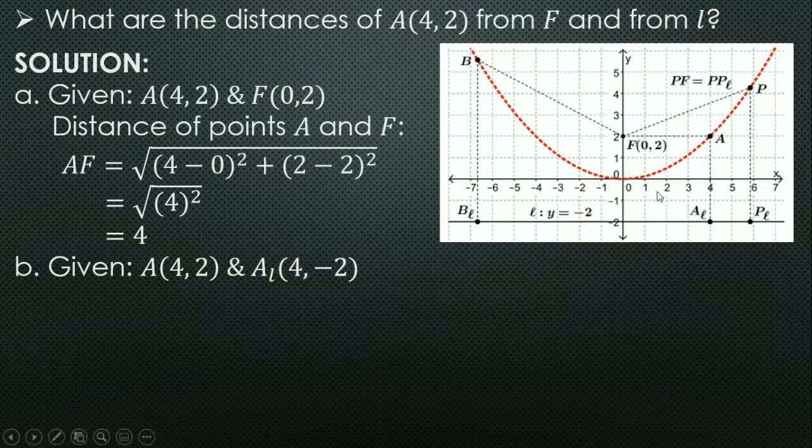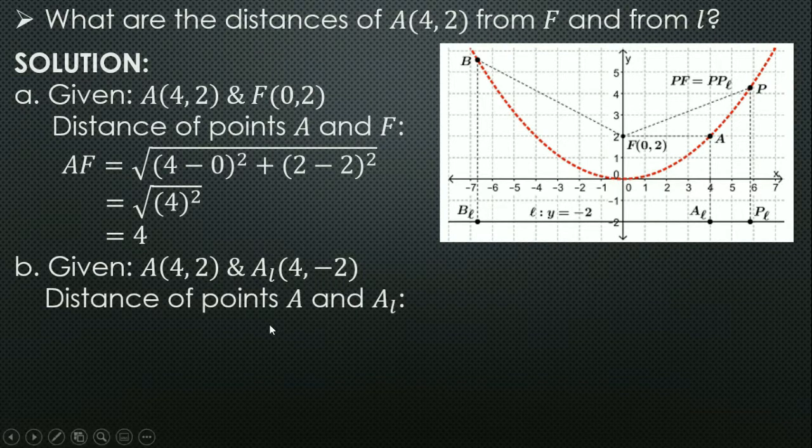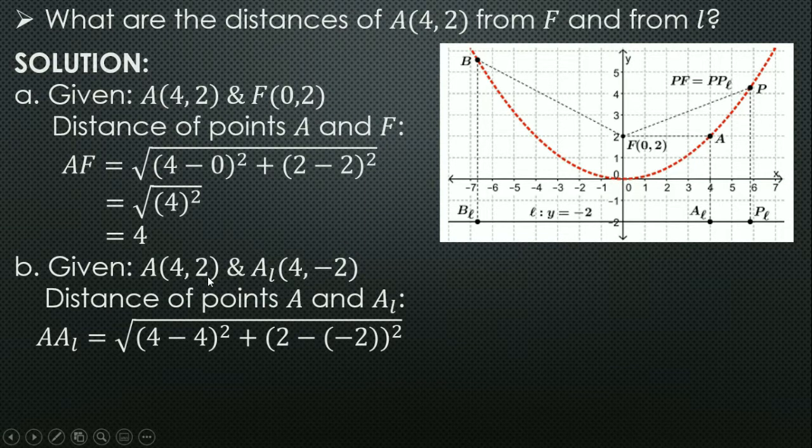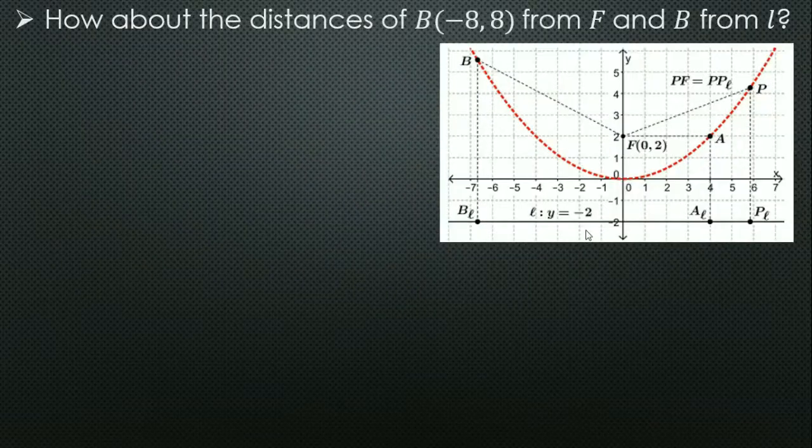Second, we have the distance from point A to this line L, which is y is equal to -2. So, the given, we have point A has coordinates 4 and 2, and A sub L, or this line, we have 4 and -2. So the distance of points A and A sub L, we have (4 minus 4) squared plus (2 minus -2) squared. So 0 na yan, 4 minus 4 is 0, plus 2 minus -2, we have negative times negative is positive, kaya siya 2 plus 2 squared. Then 2 plus 2 is 4, square root, squared yung nasa loob, we can cancel square root and the square, ang maiiwan ay 4. So as you can see, the distance from point A and F and from point A and the line L is the same, 4. Second question, how about the distances of point B from F and point B from the line L?